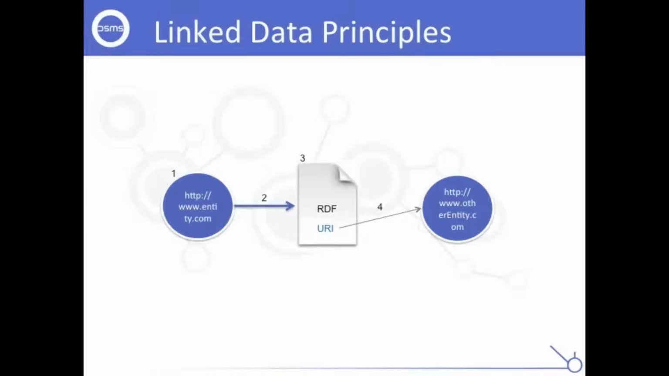In the next image, we are going to see how linked data principles work. First, we have an entity represented as a URI. Then, second, we look up related information to that URI. Third, we obtain a piece of information that is related to that URI. And finally, fourth, the information has a new URI that is related to a new entity.